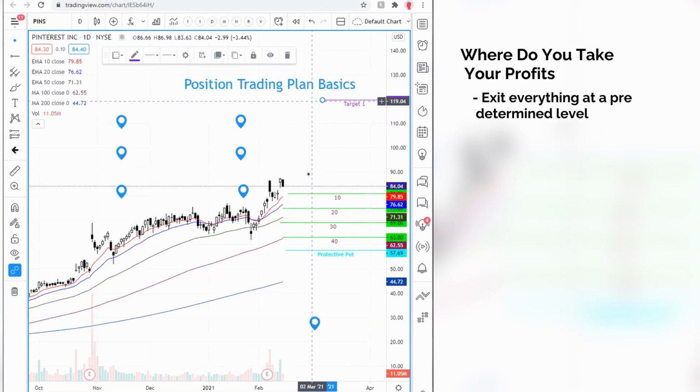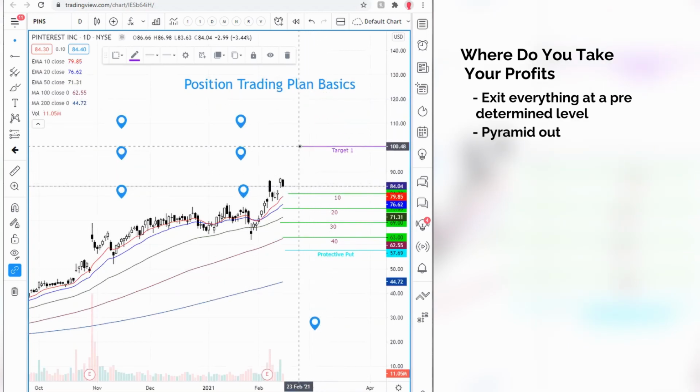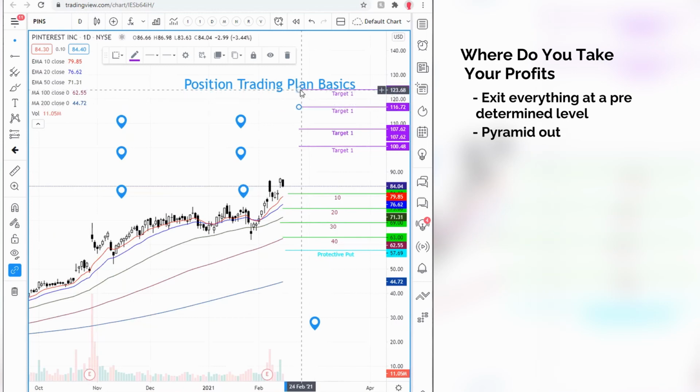Another way you can get out of a position is you can pyramid out of your position, meaning an upside down pyramid. You can get out of a little bit here, and then you can get out of a little more, a little bit higher. You get out of a little more, a little higher, and you can get out of your whole position a little bit higher than that. So that's another way to get out of the trade, and you can set that up as well. You do want to have that target.